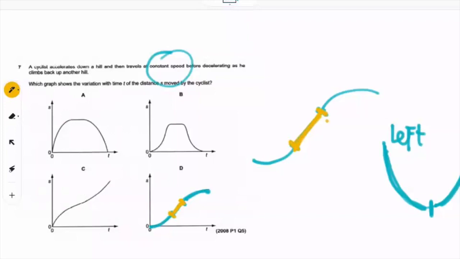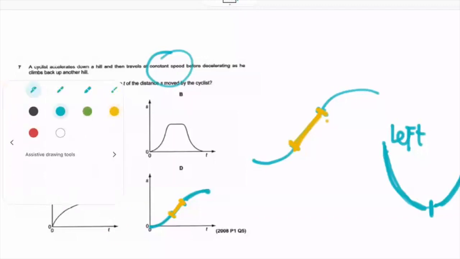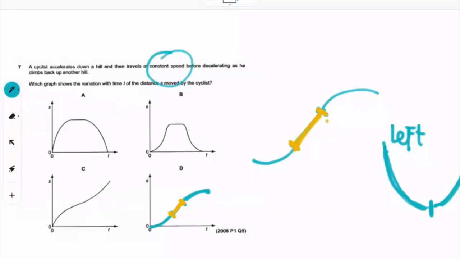This is the smiling face. Remember, we have a list of graphs, smiling face. If you differentiate, it becomes vertical. Then if you differentiate again, you get positive horizontal.